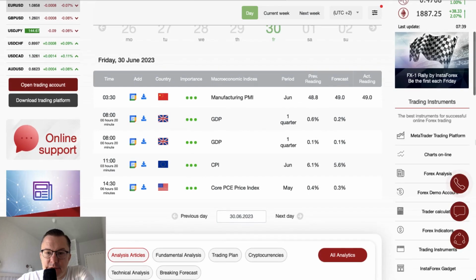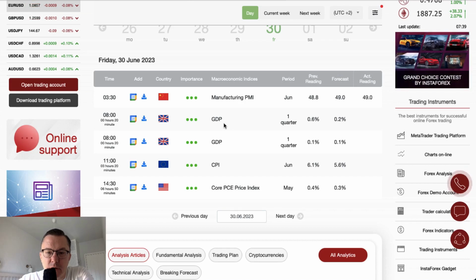As you can see, we got some data from China published overnight in the form of the manufacturing PMI. The data were in line with the expectations of 49 points. At 8 o'clock, there is a scheduled release of the gross domestic product of Great Britain. The market participants expect the GDP to decrease from 0.6% to 0.2%.